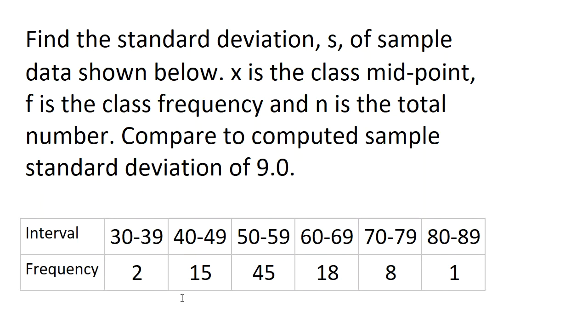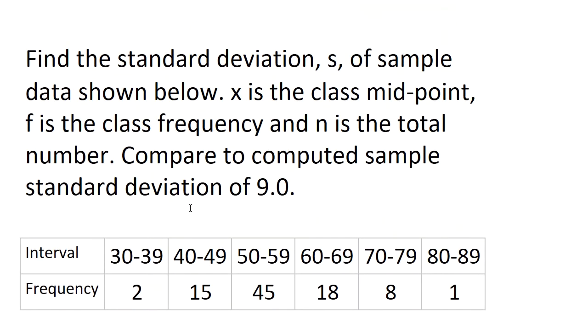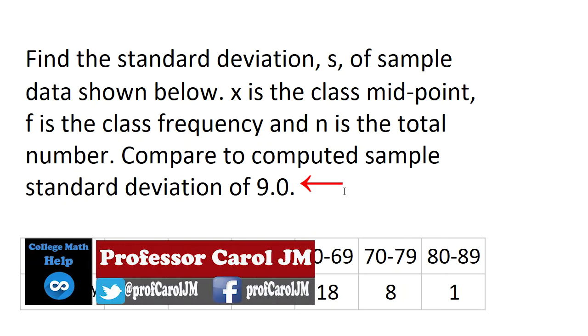In this problem, we're going to use this grouped frequency table to find the sample standard deviation S. We're given a formula in order to do this. And we're told that X is the class midpoint, F is the frequency that you see here, and N is the total number of sample points. The standard deviation has been computed earlier from just the data points, all of the data points in the sample, not using this group frequency table. So we're going to compare the two at the end.